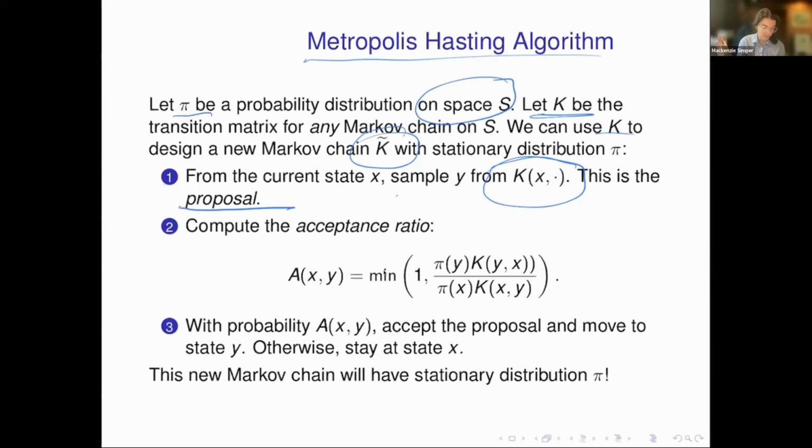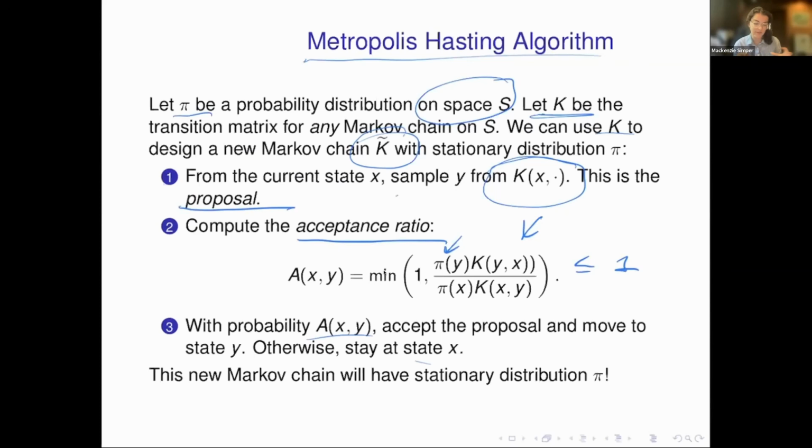And instead of just moving directly to the proposal, we're first going to compute what's called the acceptance ratio, which is this weird looking formula, the minimum of 1 and this expression that depends on our target stationary distribution and k. So this is always less than or equal to 1. So it's a probability. And with probability A of xy, we accept the proposal and move to state y. Otherwise, we're going to stay at state x. And this new Markov chain will have stationary distribution pi.